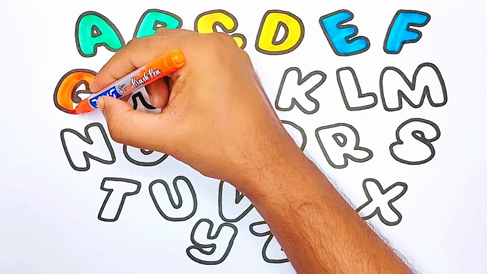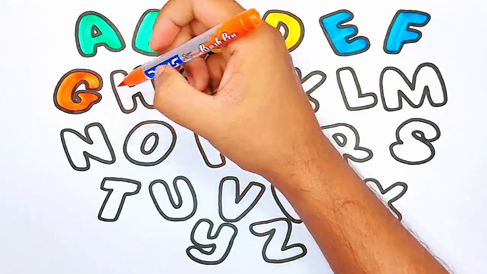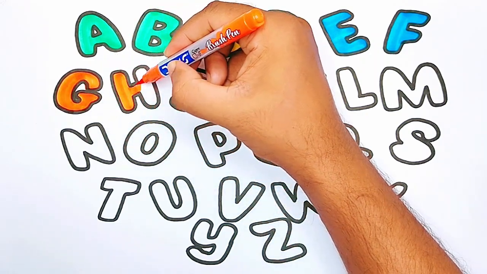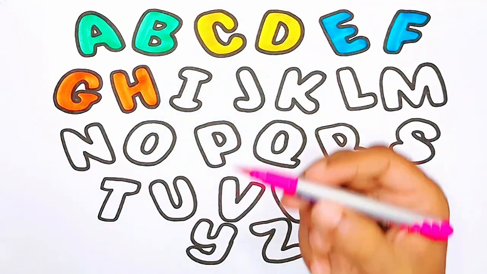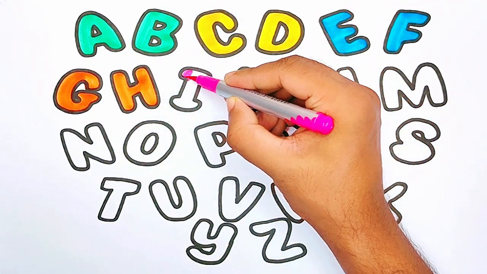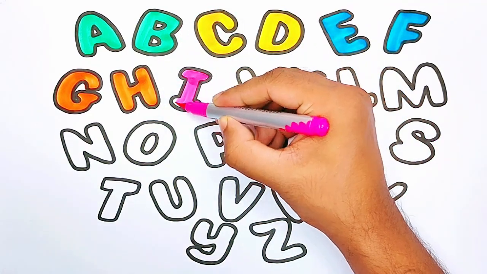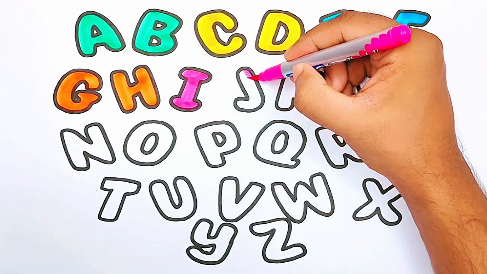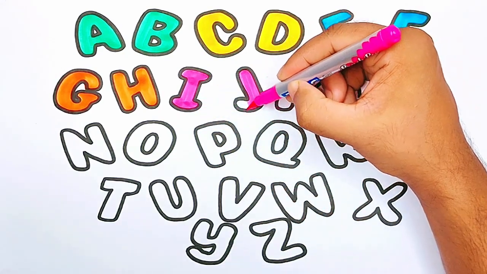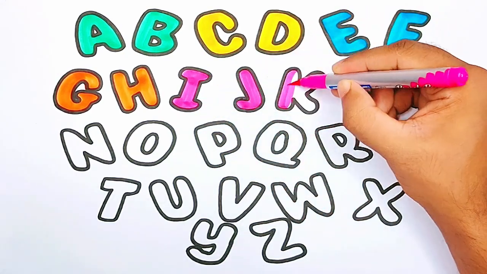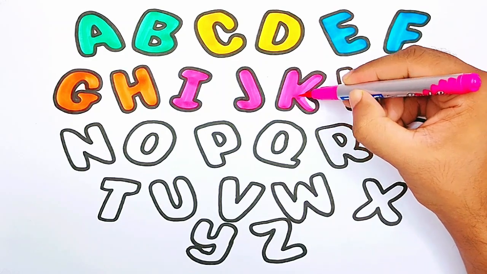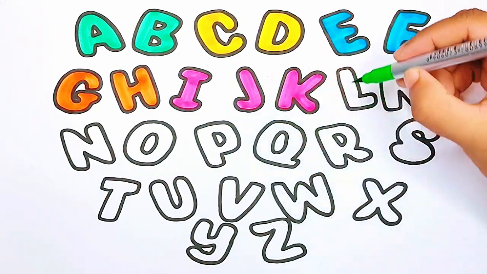G. G for garden. H. H for hand. Pink color. I. I for ice cream. J. J for jar. K. K for kangaroo. Green color.